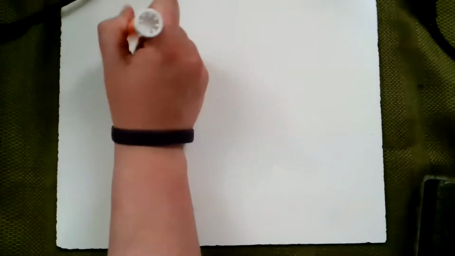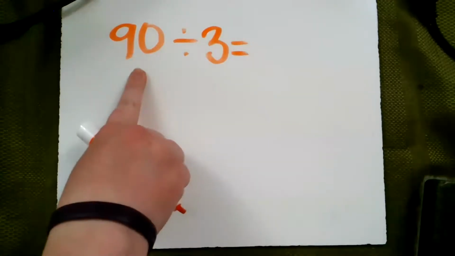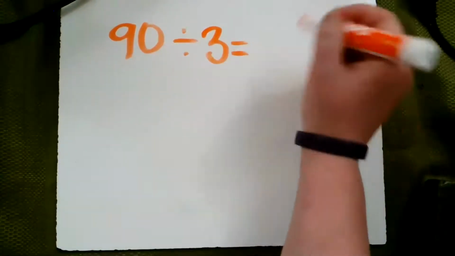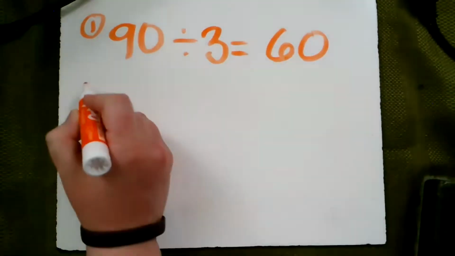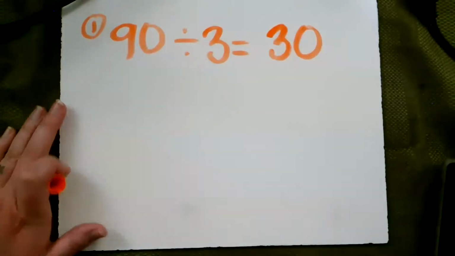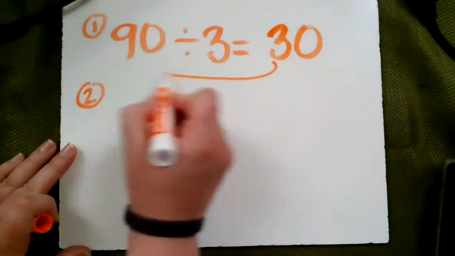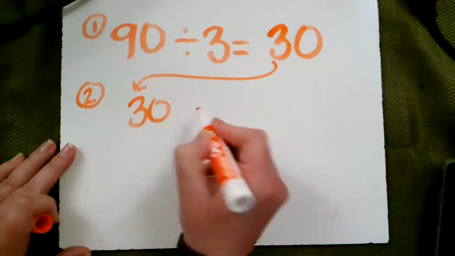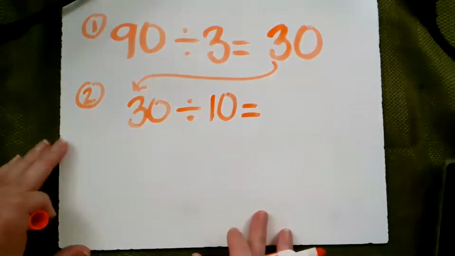Another way you could have solved that equation is a multi-step. So we could have done 90 divided by 3. Okay, we had $90 divided by a third. We got 60. There's step 1. Step 2, oh, I'm sorry, that's not 60. It's 30. Oh, caught myself. It's okay. Second step is we take our 30, yes, $30, and we're going to divide that by the cost of the books, which were $10.